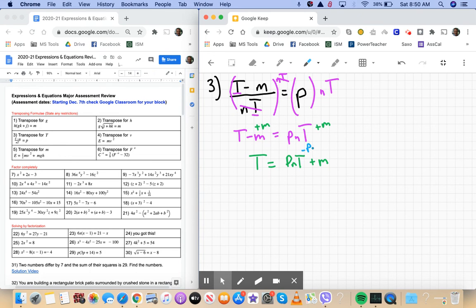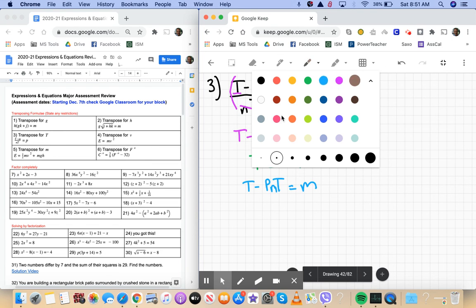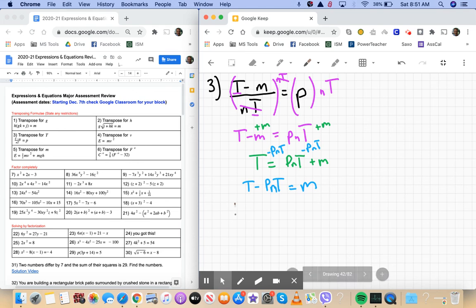So I'm going to subtract p and t. And when I do that, then I have the two t's together. So I'll have t minus p and t. I'm not sure if that was a capital or a small p, anyway, is equal to m. And now I can see there's a common factor there, right? So the common factor is t, which is going to be quite nice. So I'm going to factor out t. So it's just going to be 1 minus pn is equal to m.